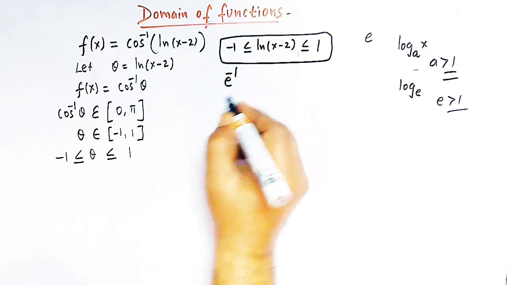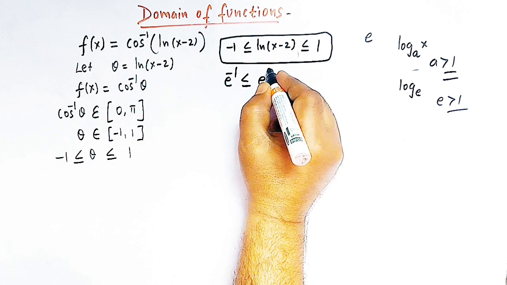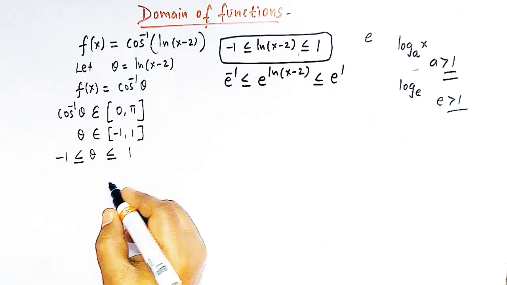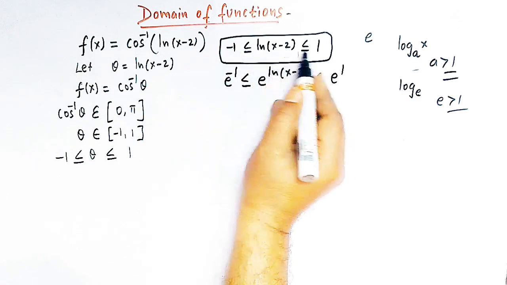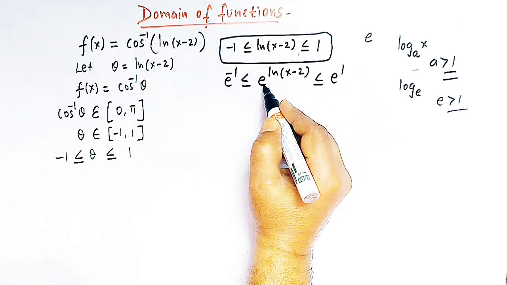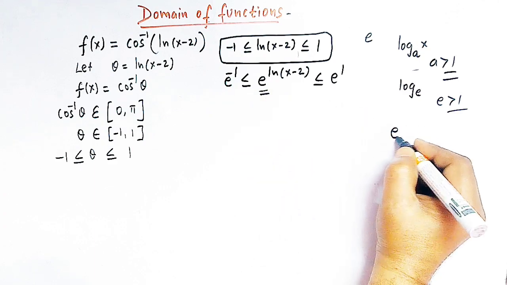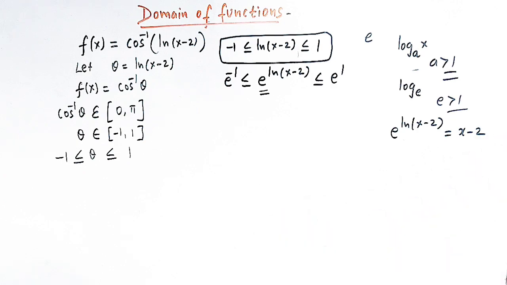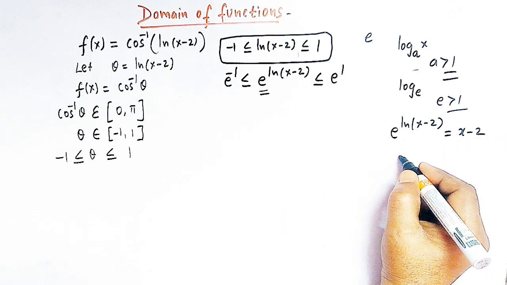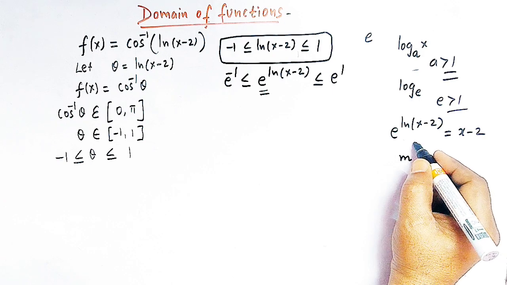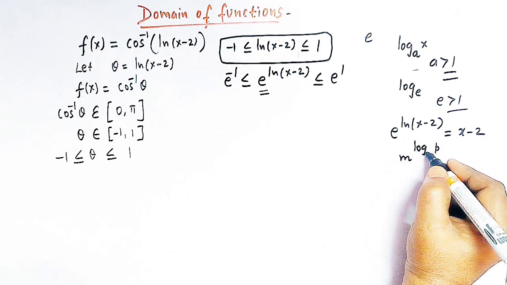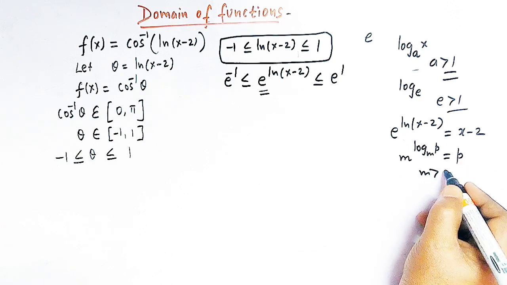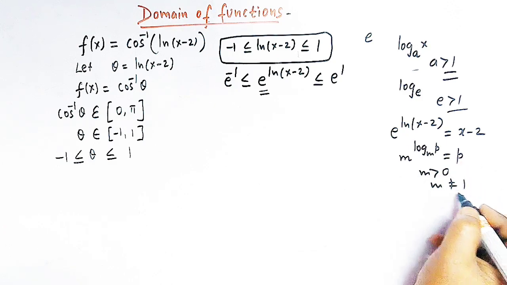So we can now write e raised to minus 1, and here we have e raised to natural log of x minus 2, and here we have e raised to 1. So the purpose of raising these three numbers to the power of e is that this expression, e raised to natural log of x minus 2, is equal to x minus 2, because we know this result, that m raised to log of p to the base m is always equal to p if m is greater than 0 and m is not equal to 1.